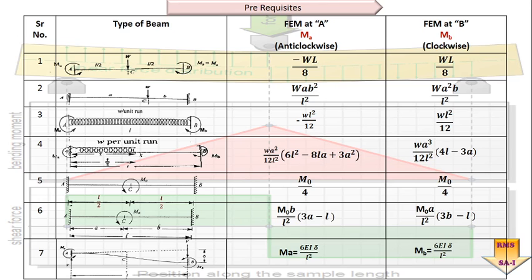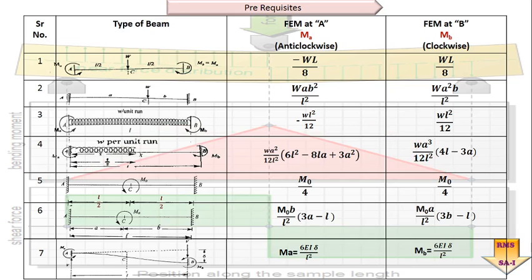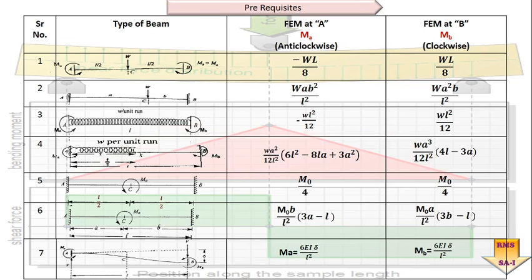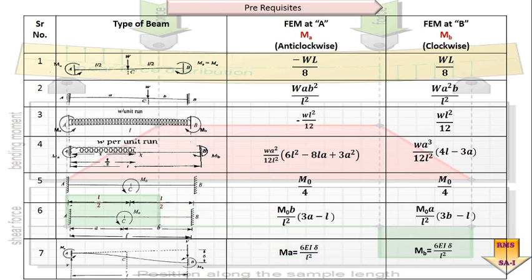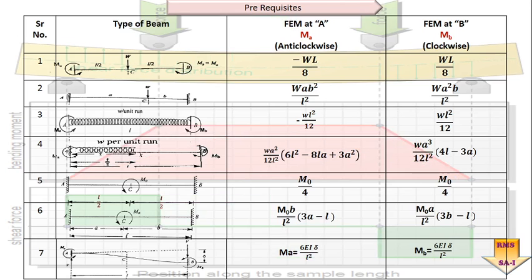So the basic requisite to proceed with the numericals on this analysis of fixed beam are these various 6 to 7 cases. The very first thing which we have to understand and know by heart are the values of the fixed moment for the various standard cases.